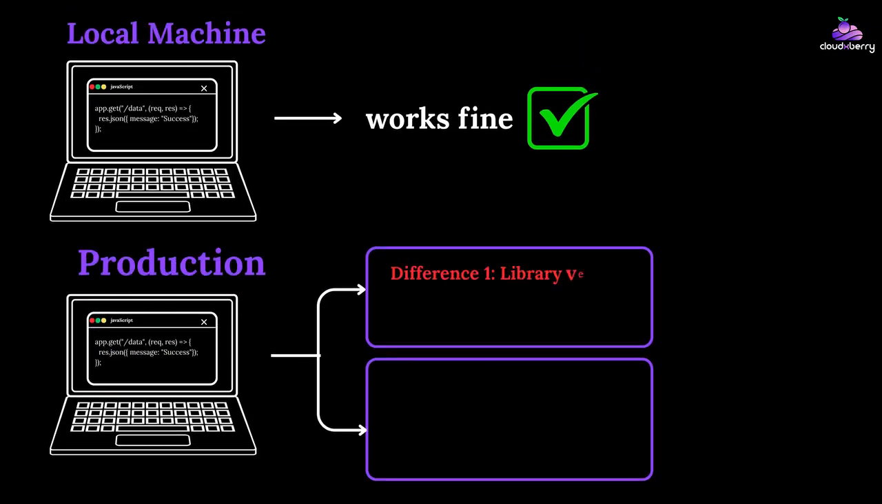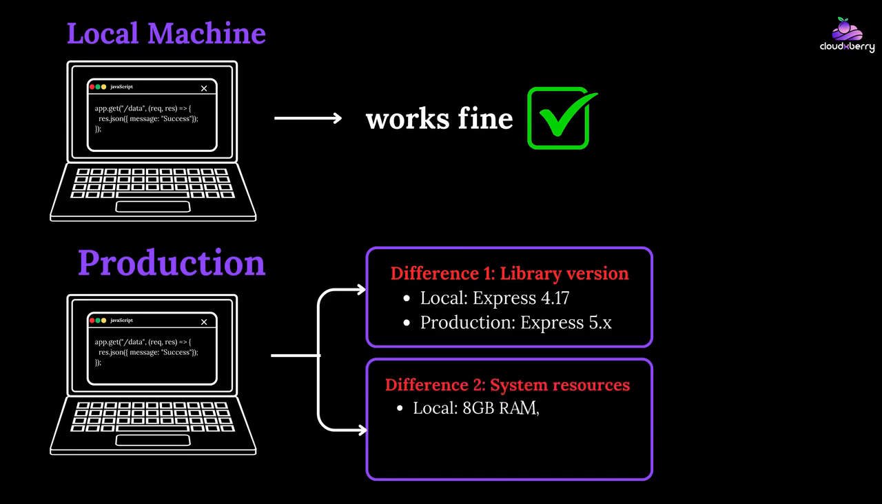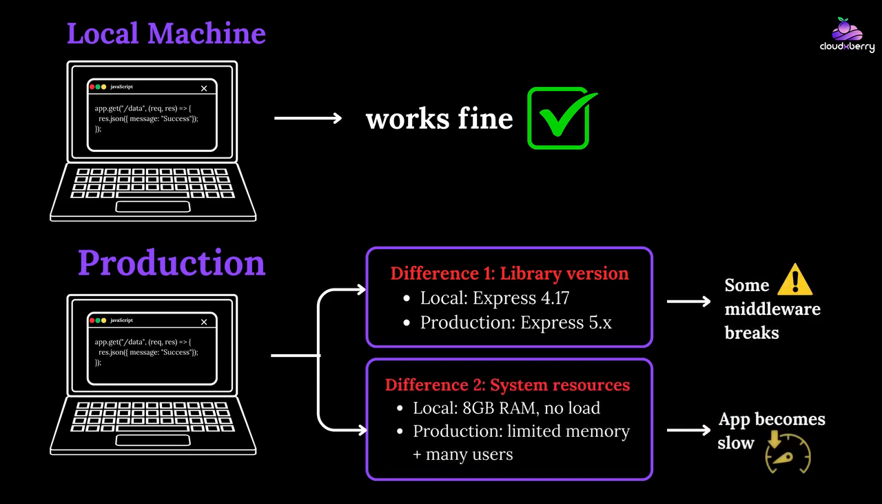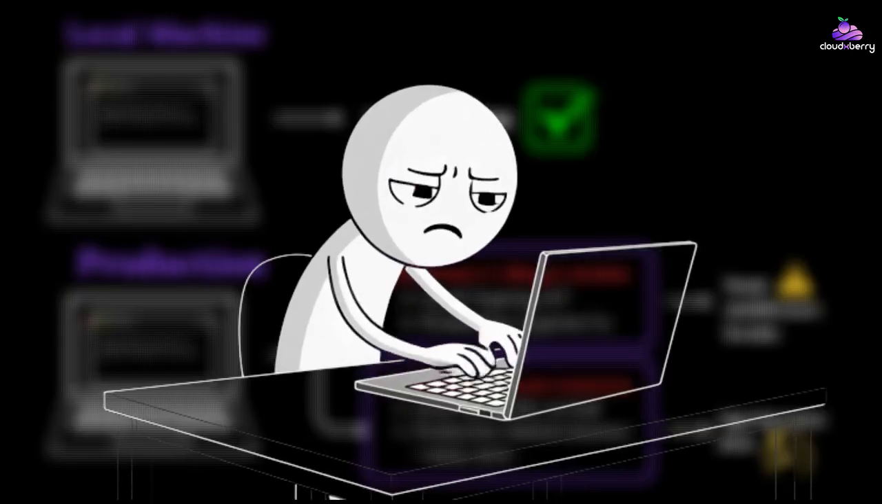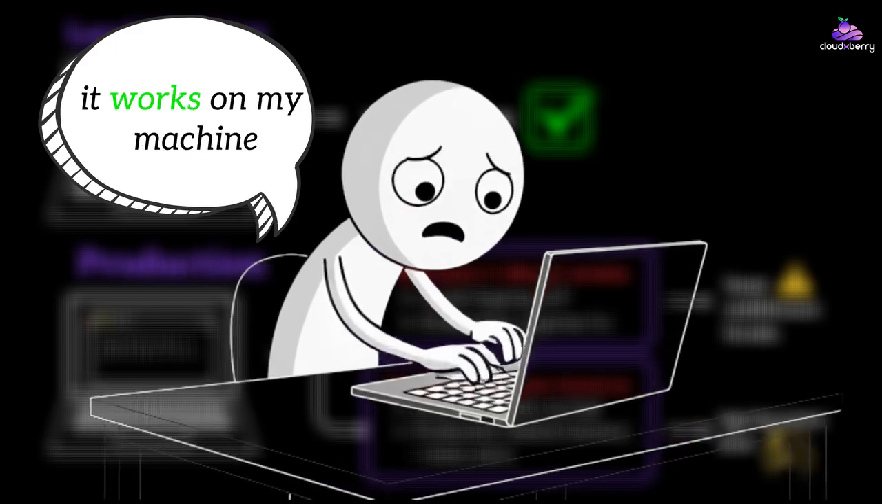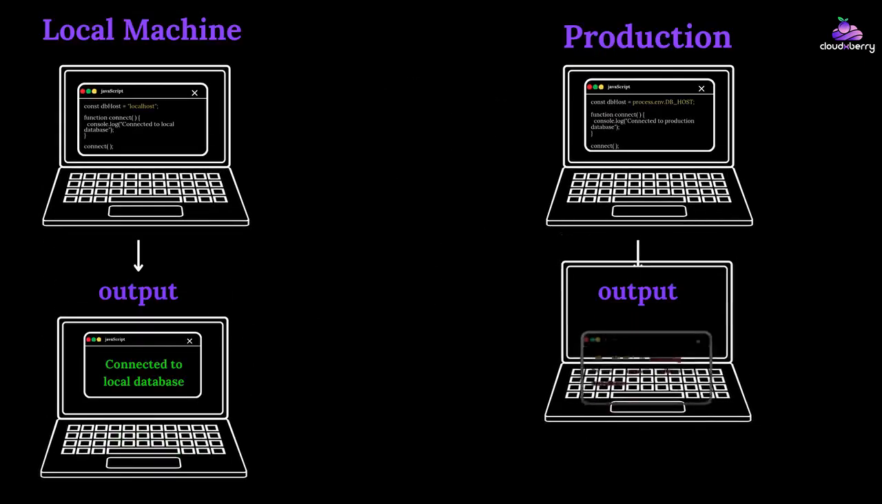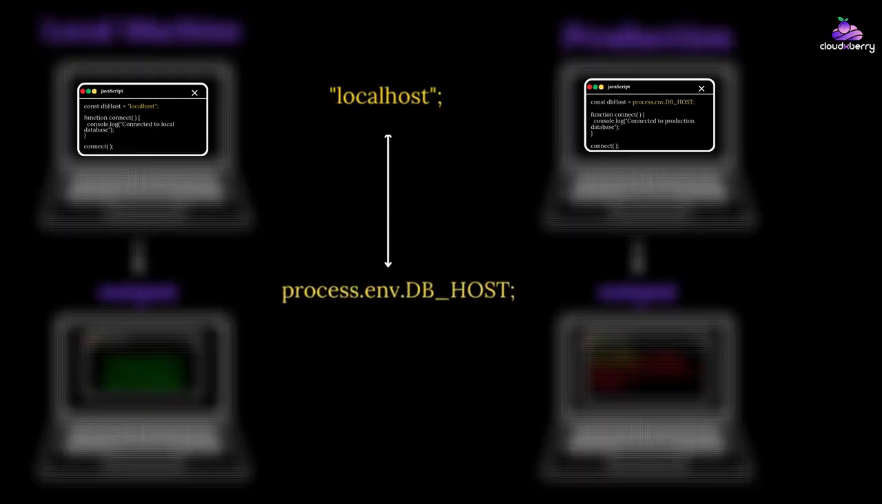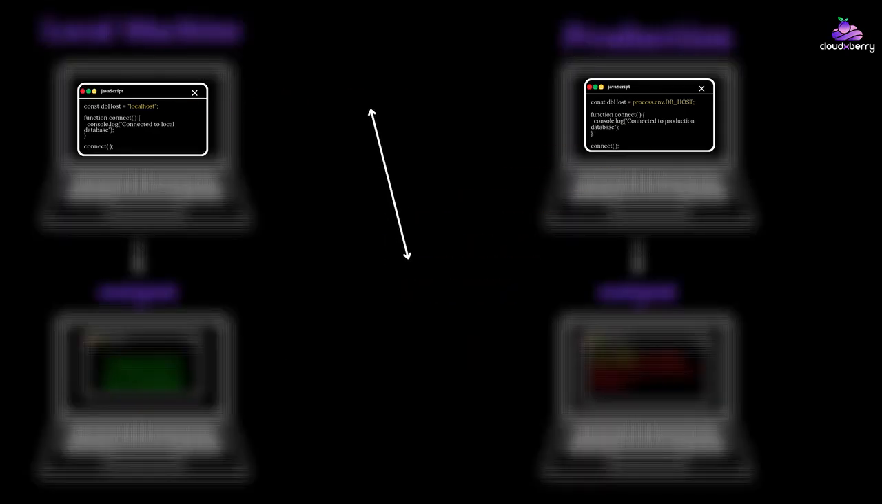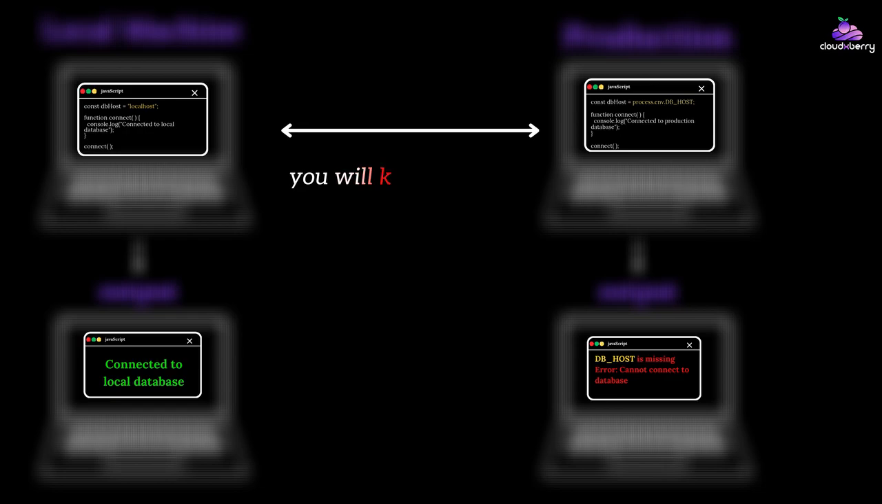Even small differences like library versions or system resources can cause your code to behave differently. This is exactly why "it works on my machine" happens. The code works in one environment but fails in another, because the environments are not the same. And unless you understand this gap, you will keep running into the same issue again and again.